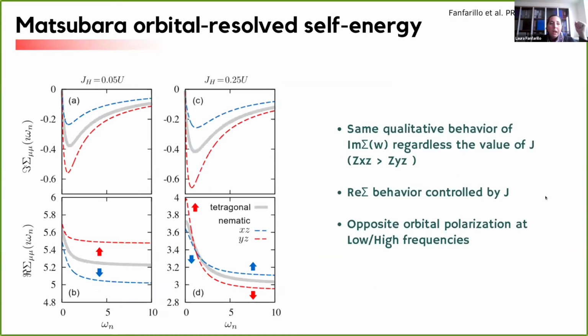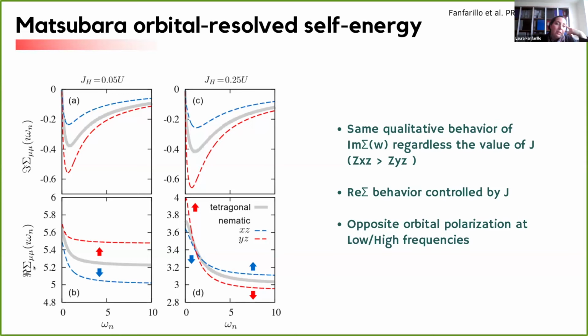If we try to understand a bit better where it's coming from, this is a bit of work in progress, but this is a good indication of what is going on. This is just the comparison between the self-energy, the imaginary part and the real part, as a function of the Matsubara frequency for the low J and the large J case. So you see that the imaginary part, the one from which we extract, for example, the Z, is more or less behaving the same. And as I told you, this implies that whatever we are seeing is not coming from the quasi-particle peak behavior.